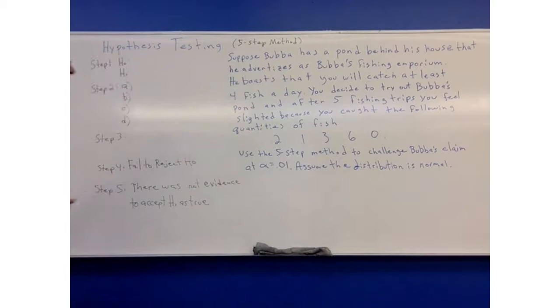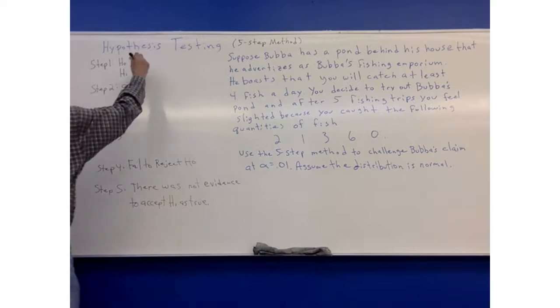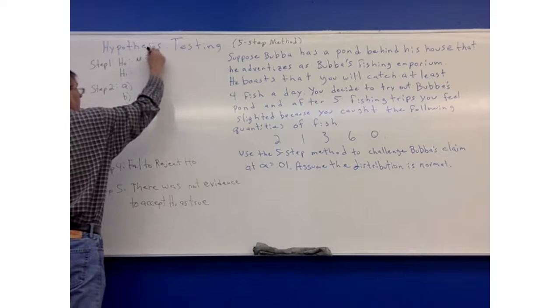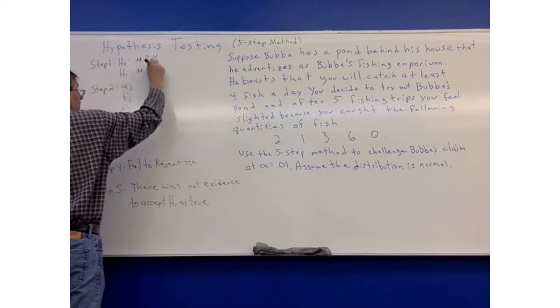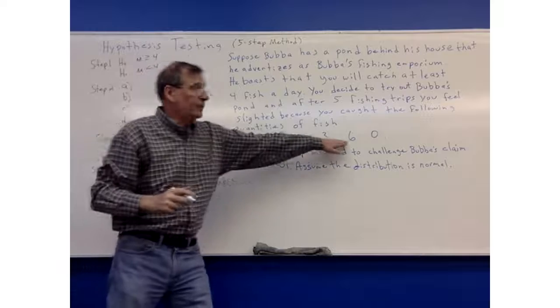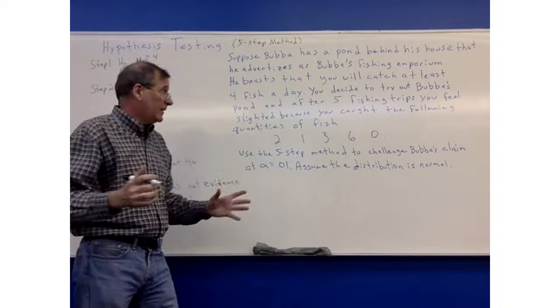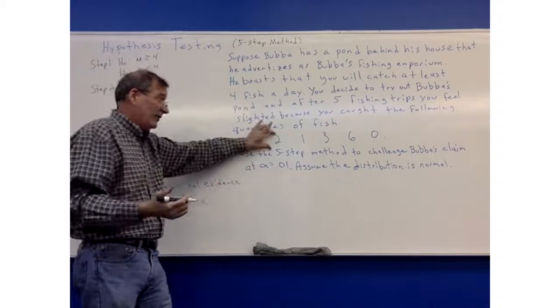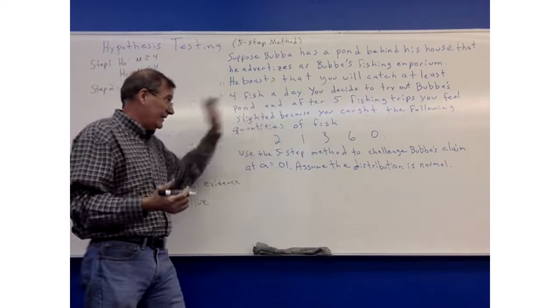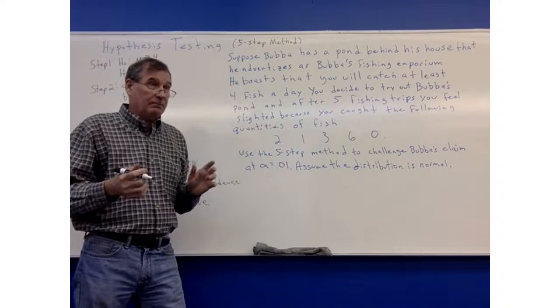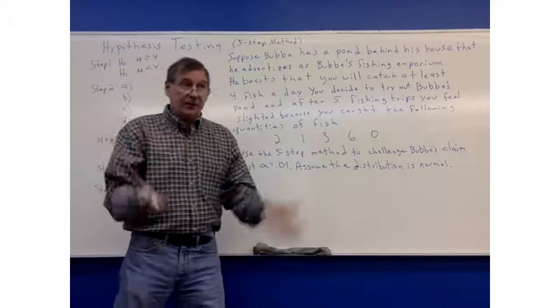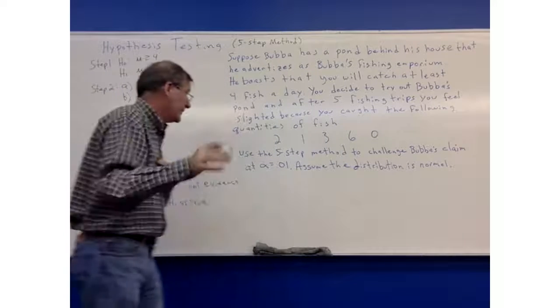Okay, so what did Bubba say? He said you catch at least 4 fish. And guess what? You don't believe that. You only caught more than 4 fish once. Now, this problem is a more realistic problem because in reality, you have to get your raw data, and from the raw data, you have to find your own mean and your own numbers. It's not given to you. Okay, so let's look at this.